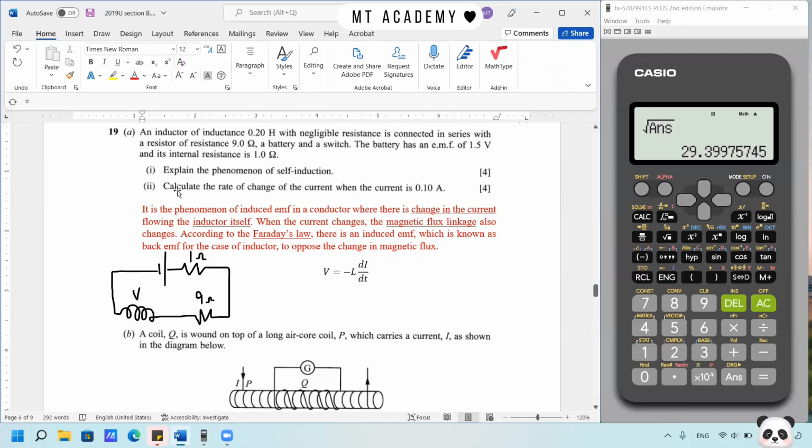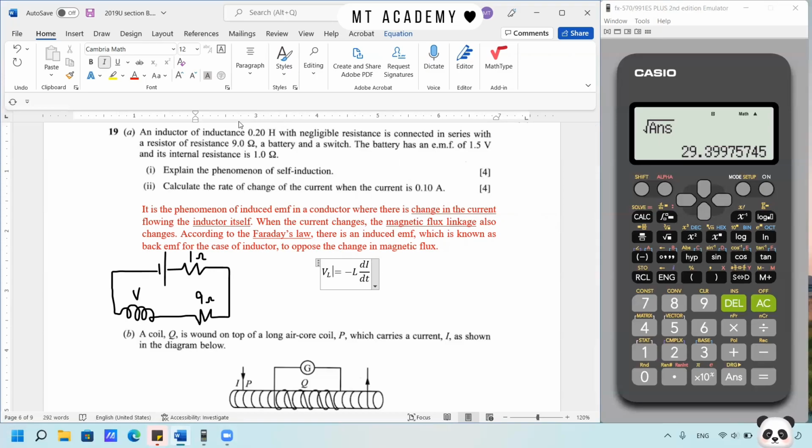And then we proceed to question 2. Calculate the rate of change of current when the current is 0.1 ampere. So we can use the formula V is equal to negative L di dt, but you need to be careful that the voltage here actually refers to the voltage across the inductor. So if you use the voltage of 1.5 volt, you would fall into the trap of these questions. So you need to find the voltage across the inductor first before you can apply the formula.